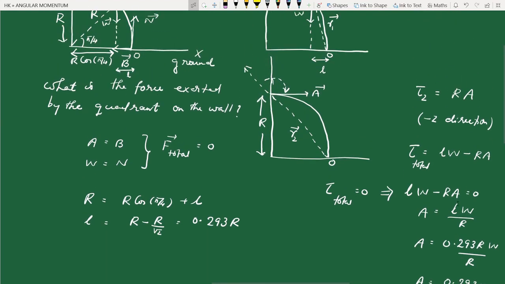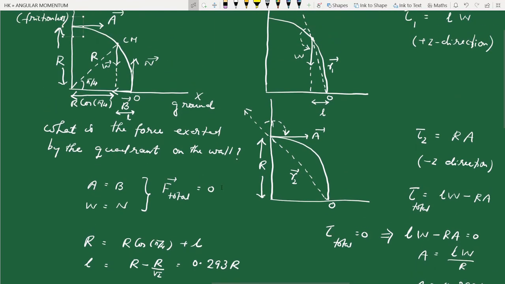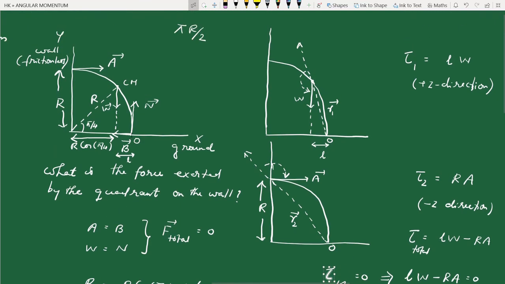Okay. So here we have used the idea that this rod is in equilibrium, which means that the total force is equal to 0 as well as the total torque is equal to 0. Okay. And we have chosen this point as the origin. Now, by extending this example, you can do a homework.